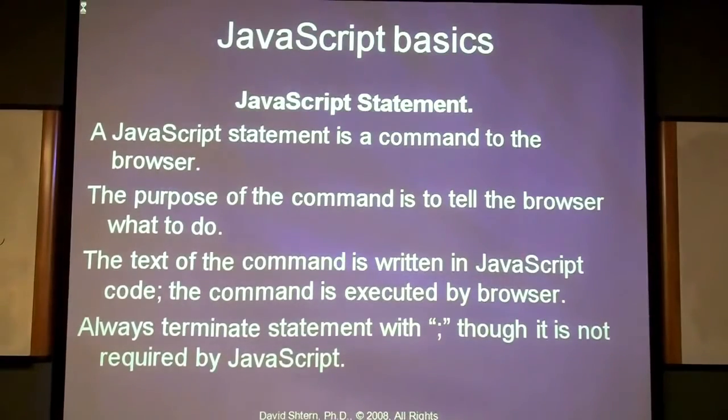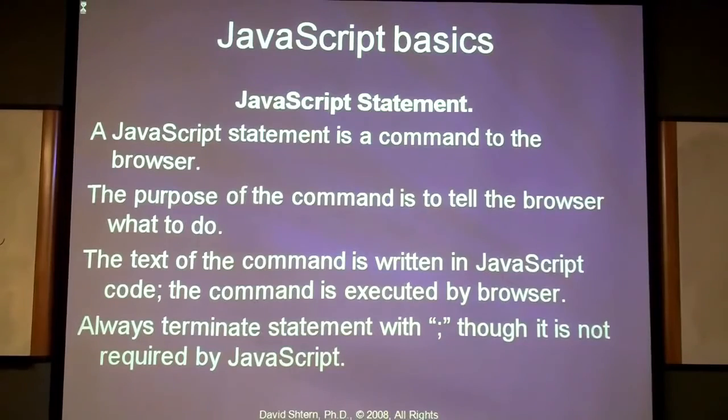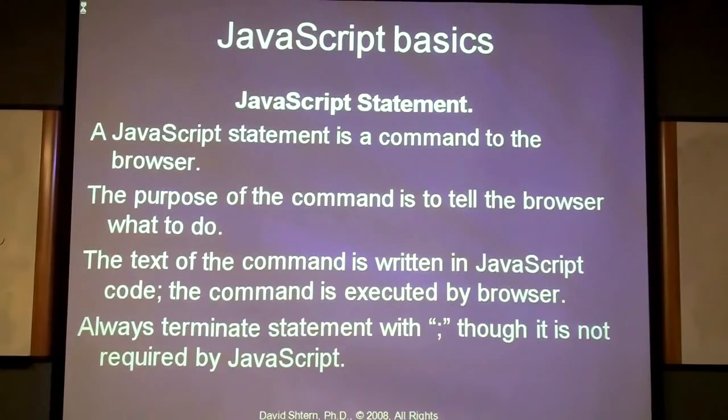So, JavaScript statements: how the JavaScript code actually looks. Basically, a statement is a command, and these commands are executed by the browser. It's an instruction to the browser about what to do. The text of the commands is written in the JavaScript code. Essentially, we have to learn how to code a little bit. If the code is correct, the browser will execute the command. If the code is not correct, then, as some of you have experienced, nothing will happen.